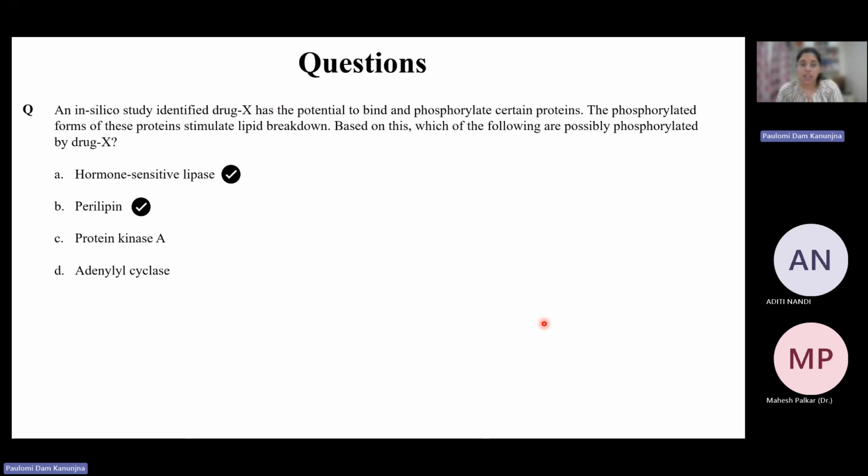So A and B, not protein kinase A. Protein kinase A is not getting phosphorylated by cAMP. The protein kinase A is dependent on the cAMP. If cAMP is there, it binds to cAMP and it gets activated. It basically has this function where it can phosphorylate the downstream components. Okay. Next one.